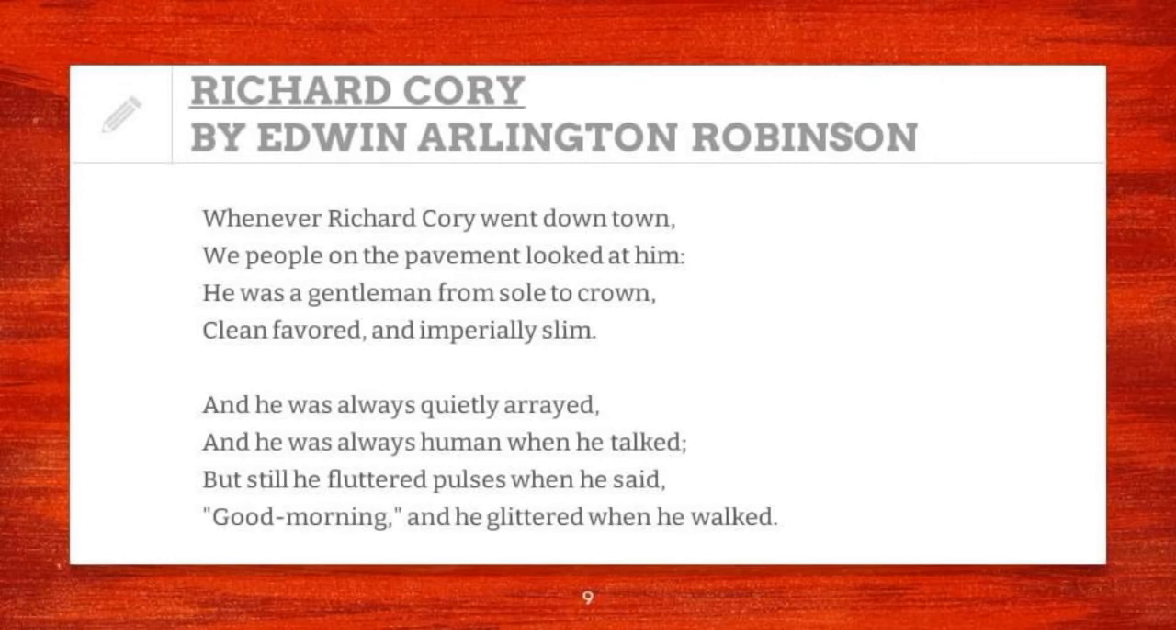Whenever Richard Cory went downtown, we people on the pavement looked at him. He was a gentleman from sole to crown, clean-favored and imperially slim. And he was always quietly arrayed, and he was always human when he talked. But still, he fluttered pulses when he said, "Good morning," and he glittered when he walked.